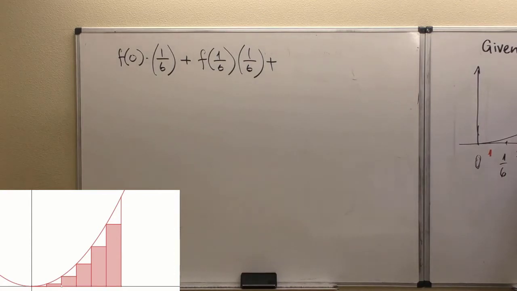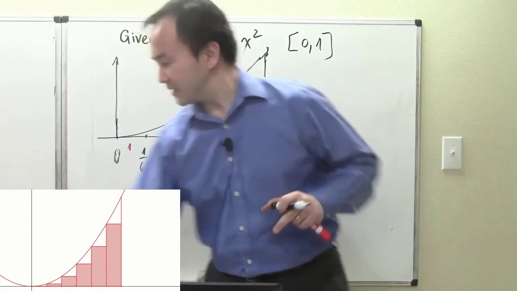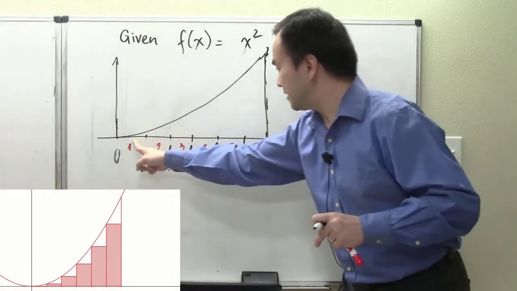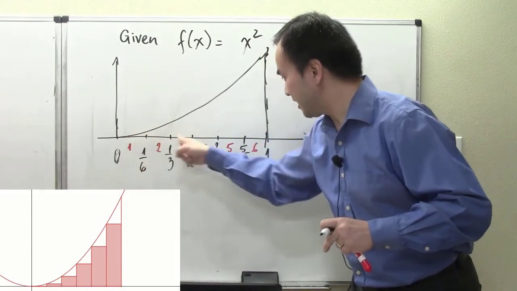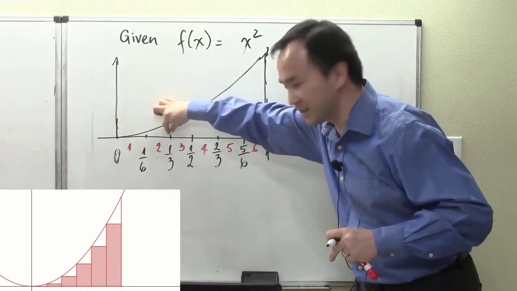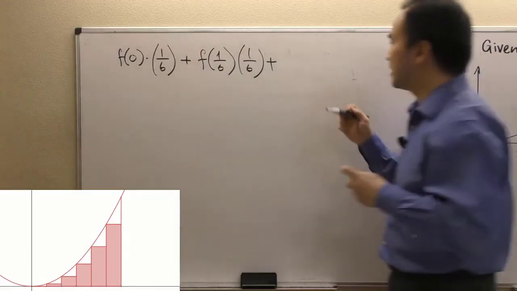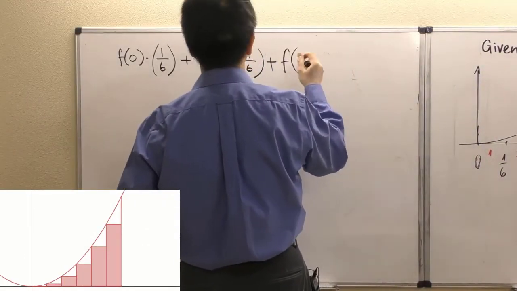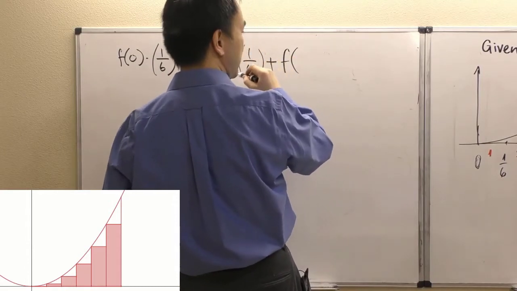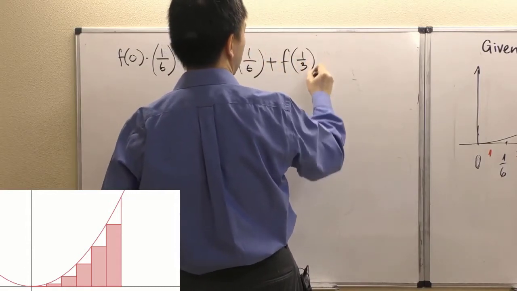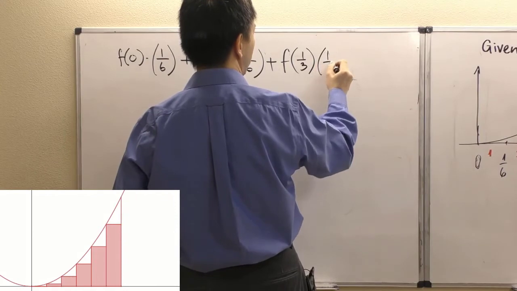The height came out from the left endpoint on the current interval. The current interval is first, second, third, so on the current interval this is our left endpoint. All right, f at 1/3, and I'm going to multiply that with the width 1/6.